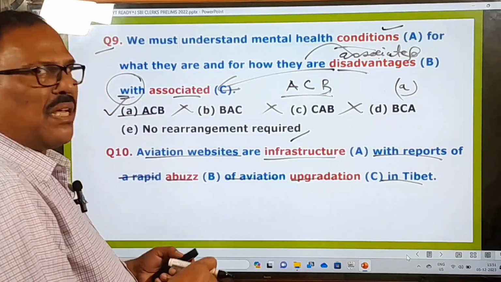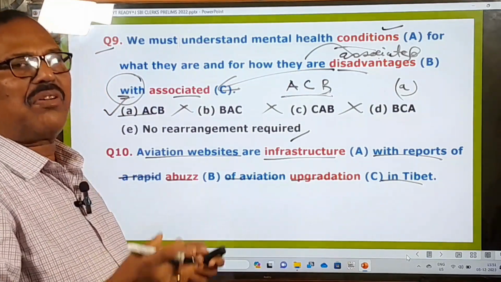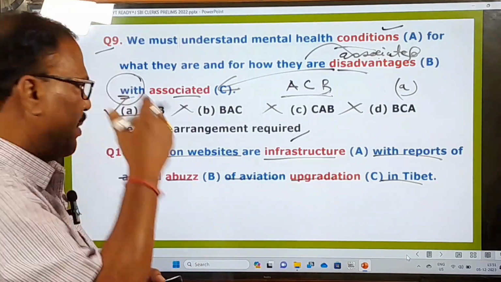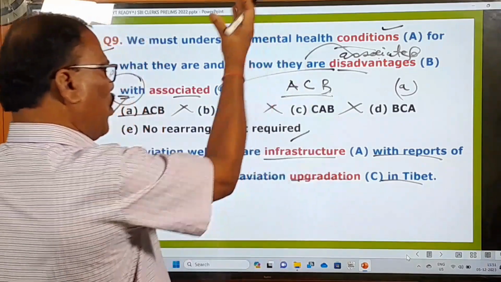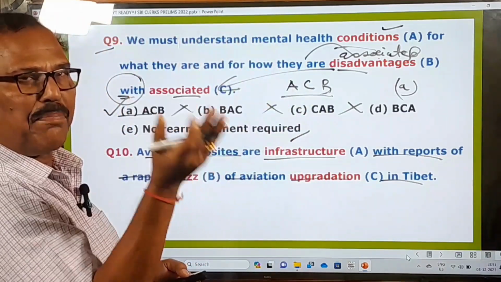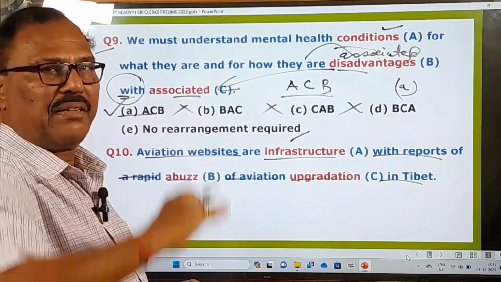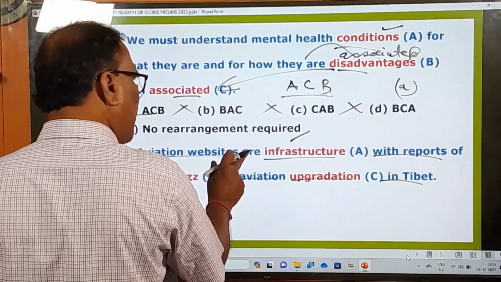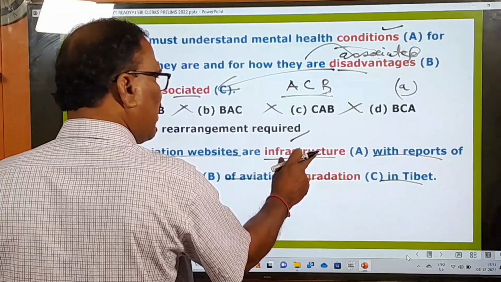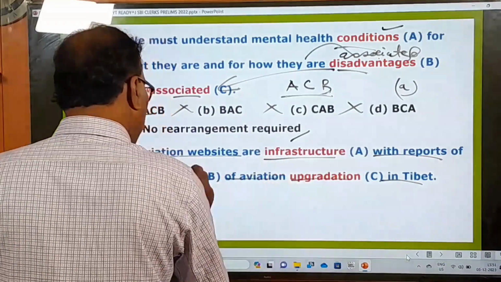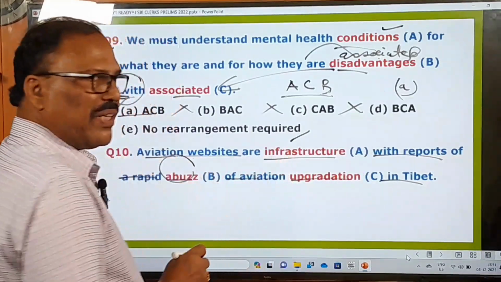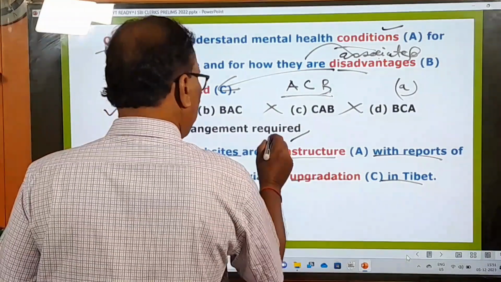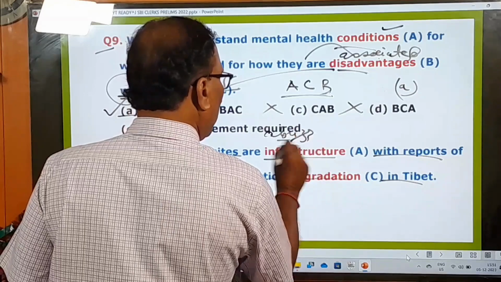Okay, abuse means full of activity, or active or lively or something like that. It has got so many meanings. And upgradation means improvement. Upgradation, improvement, betterment, upgraded. You know that very well. So here, aviation websites are infrastructure. This is not the right one here. With what is that? Abuse. Abuse means filled with. Okay, active. This word, abuse, must be used here.